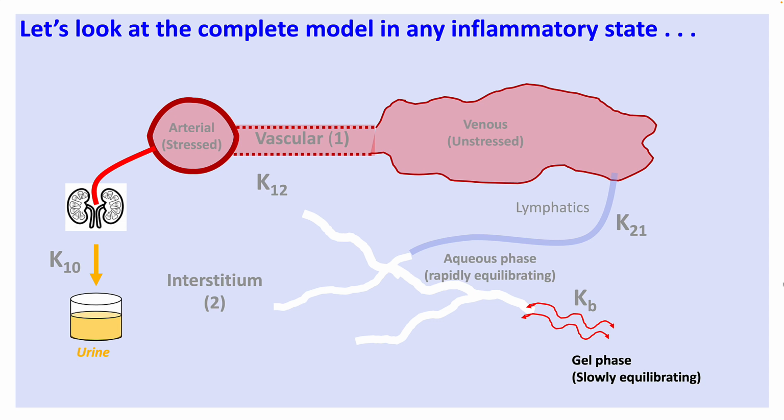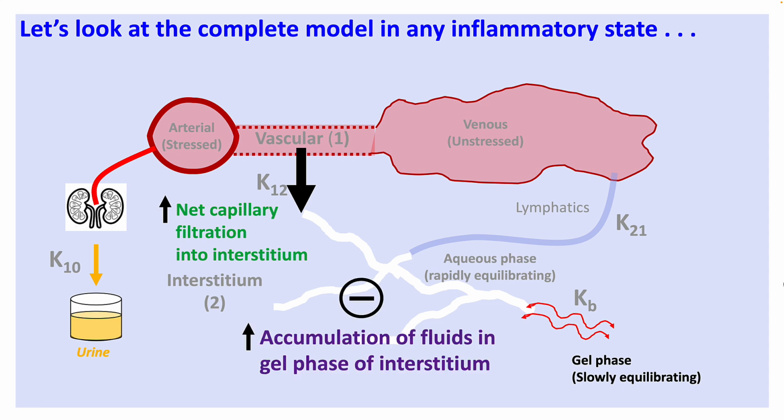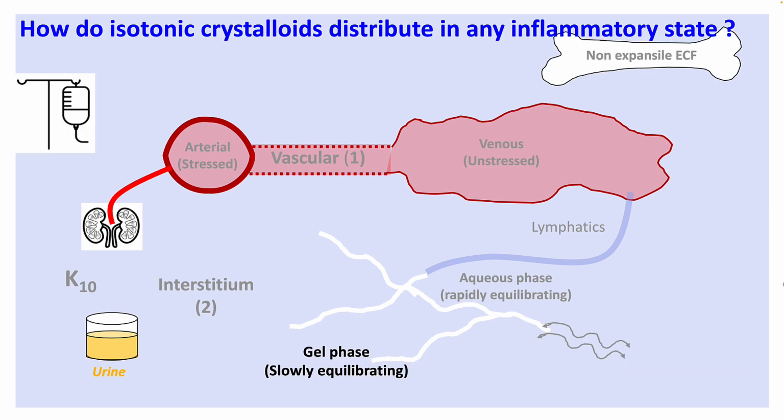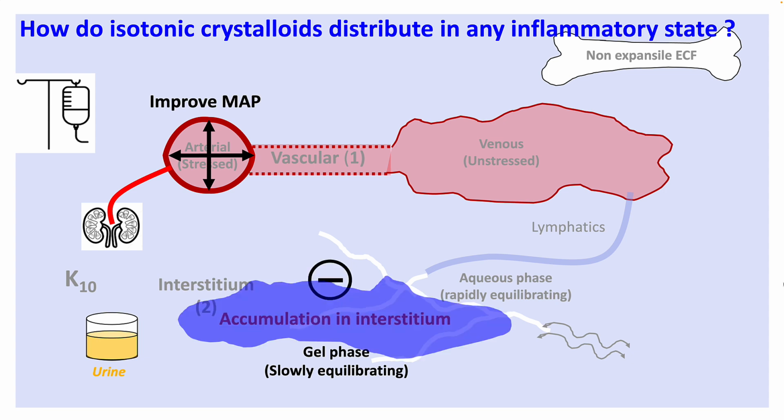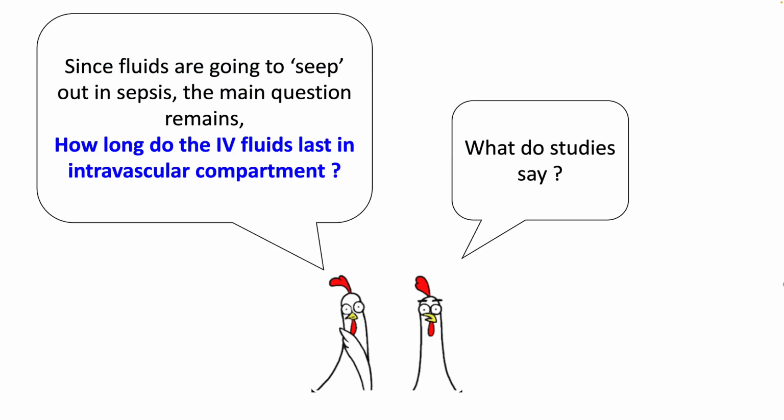So let's look at the complete model of an inflammatory state. You have increased net capillary filtration into the interstitium, increased accumulation of fluid in the gel phase of the interstitium, and decreased lymphatic return along with decreased urine output. So when you give isotonic crystalloid to a person in any inflammatory state like sepsis, you are trying to improve the mean arterial perfusion. However, while you are doing that, the fluid is going to leak into the interstitium and accumulate there because of the negative interstitial pressure and increased permeability. Decreased lymphatic activity will also augment this process.